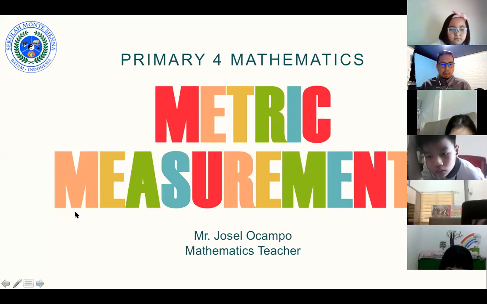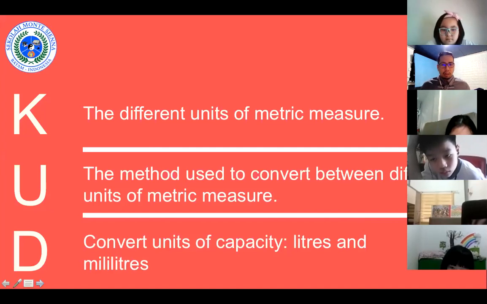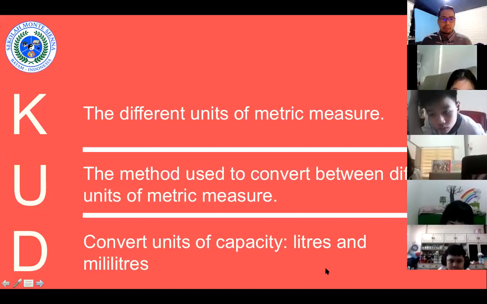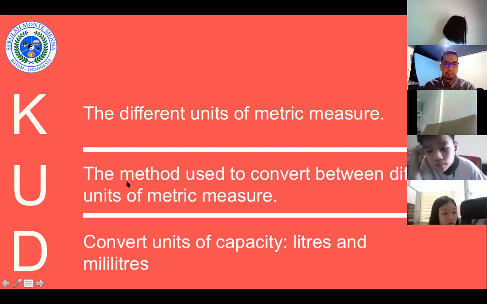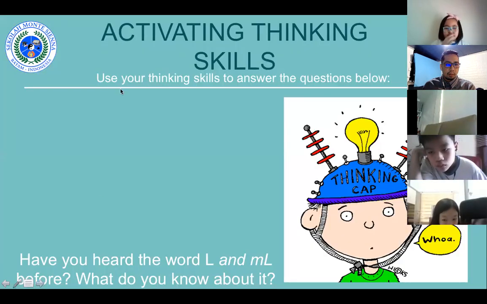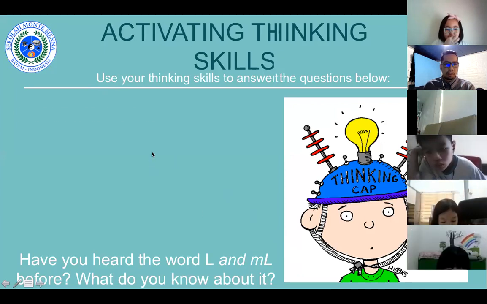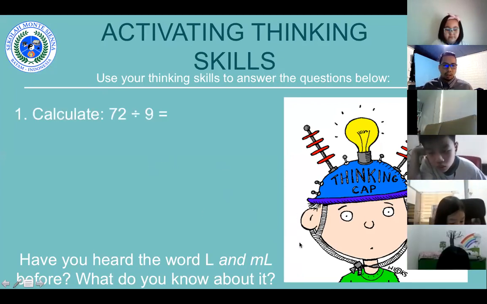Our topic today is about metric measurement. And today's KUD are the following. You should know the different units of metric measure. You should understand the method used to convert between different units of metric measures. In today's discussion, you'll be able to convert units of capacity, meaning liters and milliliters. Let's begin first with the following questions. Calculate, what is 72 divided by 9?